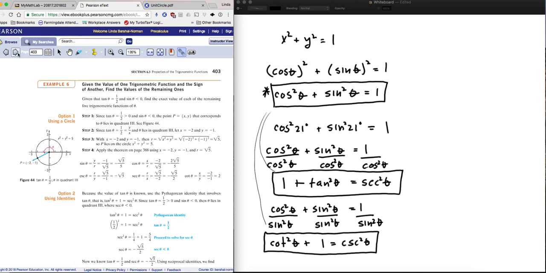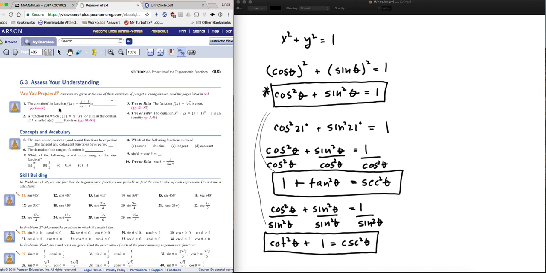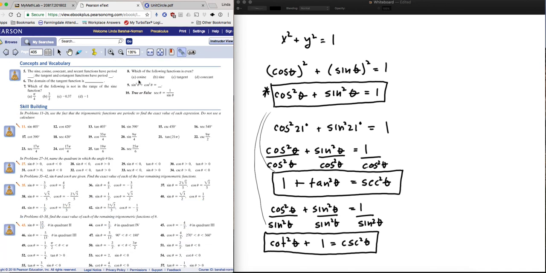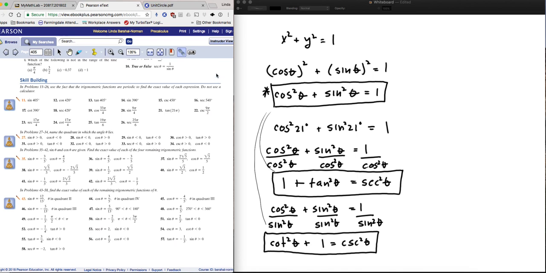So what I want you to look at here, and here, are the even-odd identities. All right, so for section 6.3, take a look at the problems on page 405. Number 11 through 58, I think, is good. And I'm going to stop this video, and we'll continue with all of the trig graphing stuff in the next video.